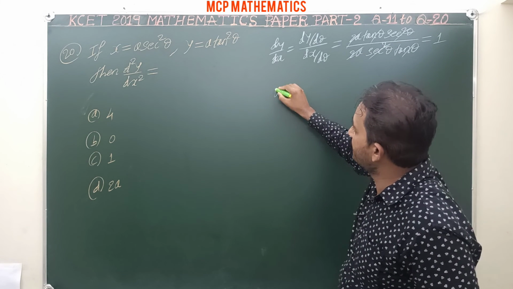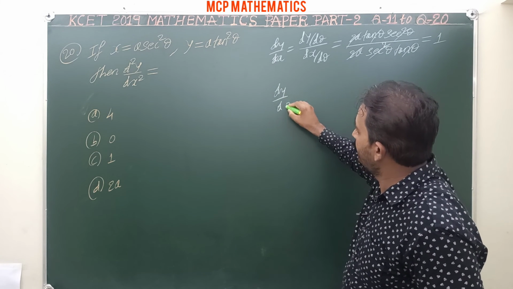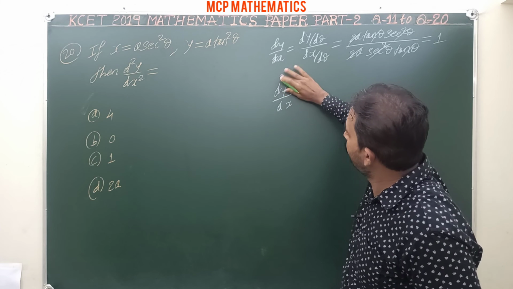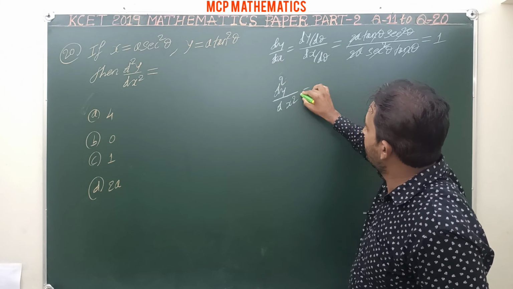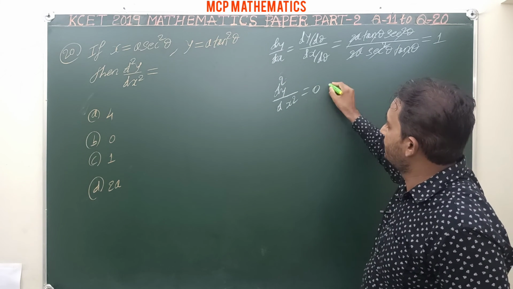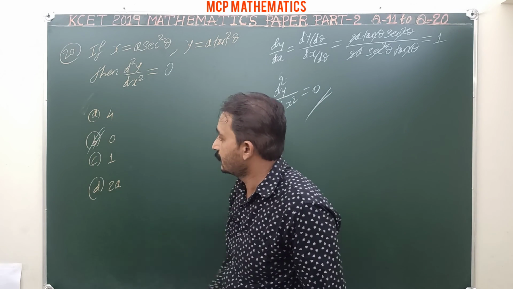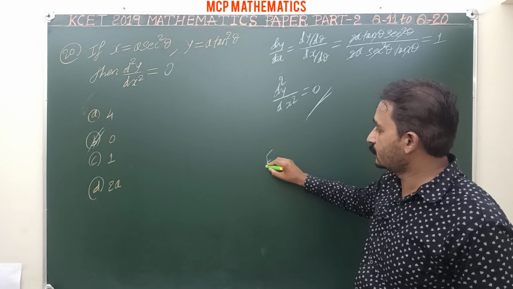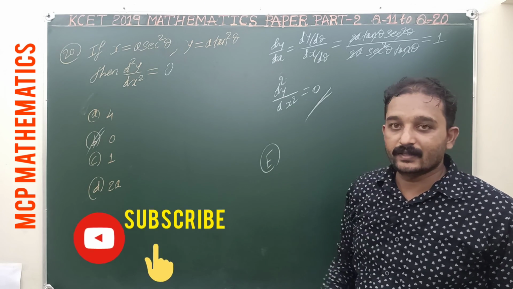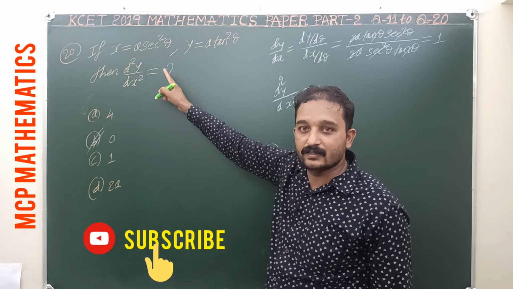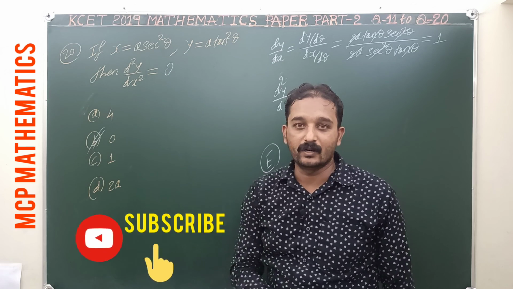Now once again differentiate dy by dx with respect to x to get d square y by dx square. The differentiation of a constant is 0. The answer of this question is 0. So option B is correct. It is an easy question, all the students solve this question. They also have this type of question in the theory examination. It carries 2 or 3 marks. Take down.